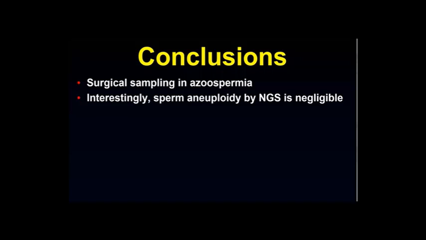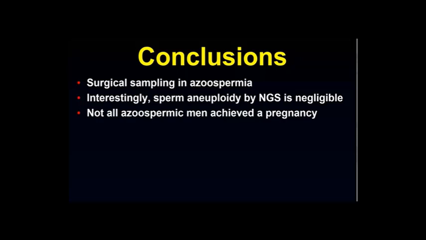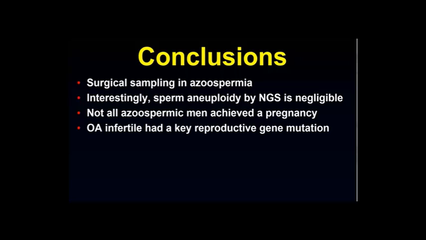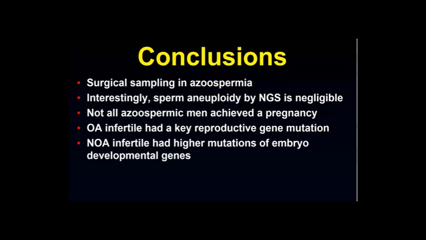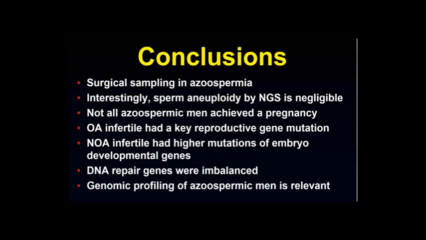In conclusion, surgical sampling in patients with azoospermia is successful in granting a pregnancy. Contrary to earlier studies, aneuploidy in surgically retrieved spermatozoa, even by NGS, is negligible. Still, not all azoospermic men are able to achieve a pregnancy with their partners. According to our findings, the reason seems to be that these men possessed key reproductive gene mutations, especially those involved in embryo development. Furthermore, differential gene expression analyses identified imbalances, particularly in genes related to DNA repair. Therefore, genomic profiling of infertile men can provide valuable information on the etiology of their azoospermia as well as their reproductive potential.